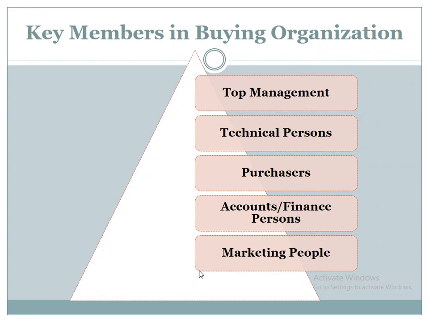Now we will learn about who the key members in a buying organization are. The following discussion will clarify the different key members in decision making units in industrial buying decisions, and these key members are top management, then technical persons, purchasers, accounts or finance persons, and marketing people. So we will talk about each one in a few lines, starting with what top management involvement as a member in the buying organization is.